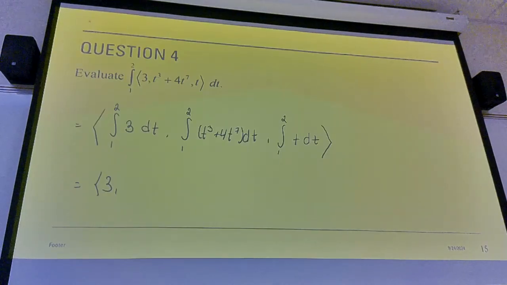And then we use the fundamental theorem of calculus. What about t? Does t have an antiderivative? Is there a discontinuity? No. What's the antiderivative? T squared over 2.